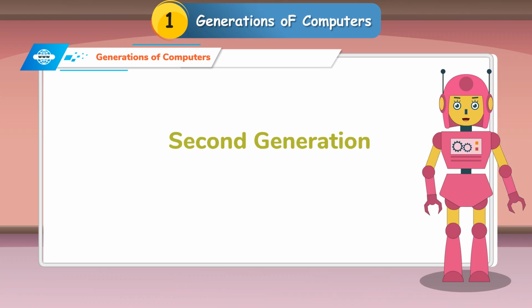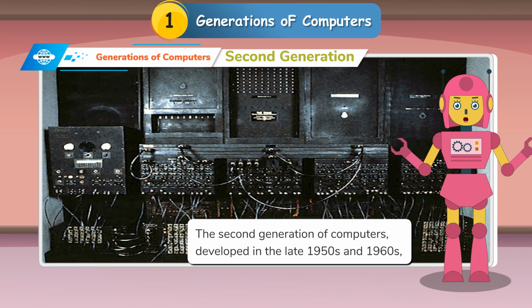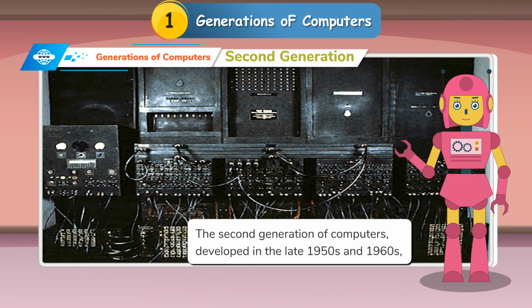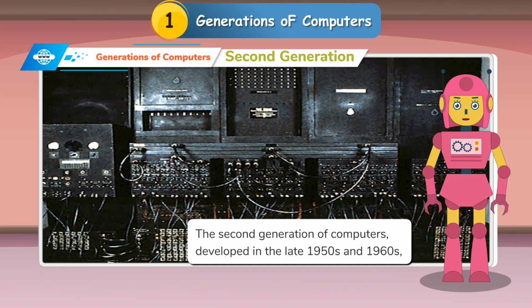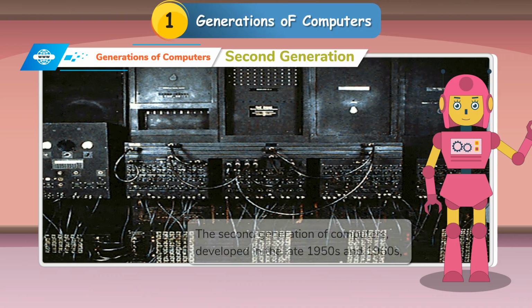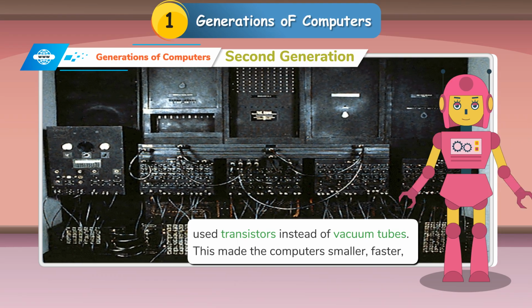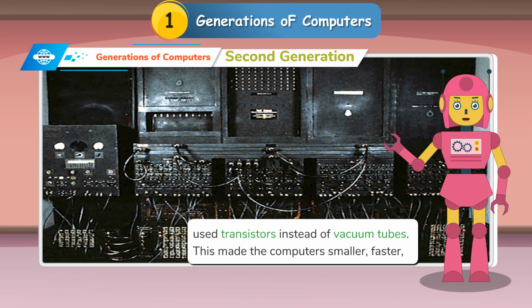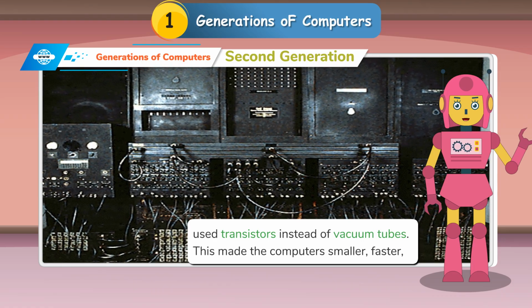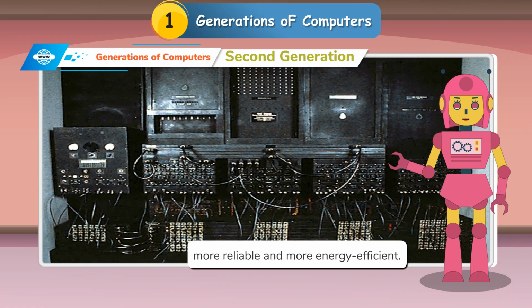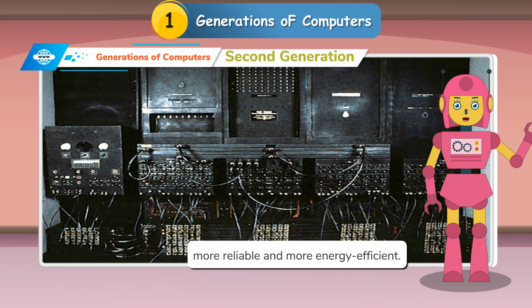Second generation. The second generation of computers, developed in the late 1950s and 1960s, used transistors instead of vacuum tubes. This made the computers smaller, faster, more reliable, and more energy efficient.